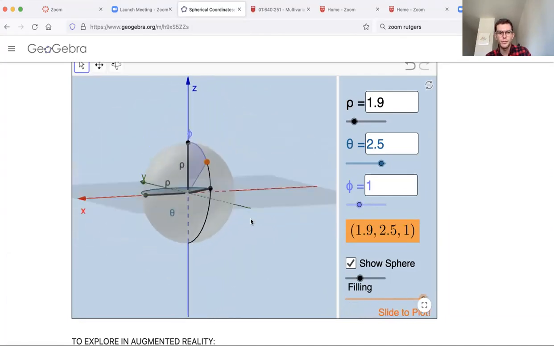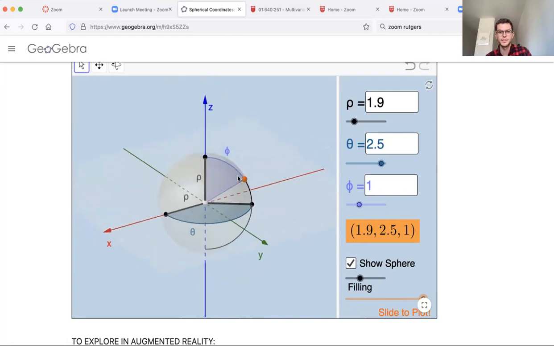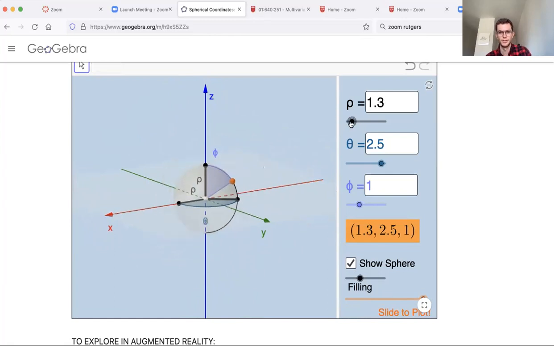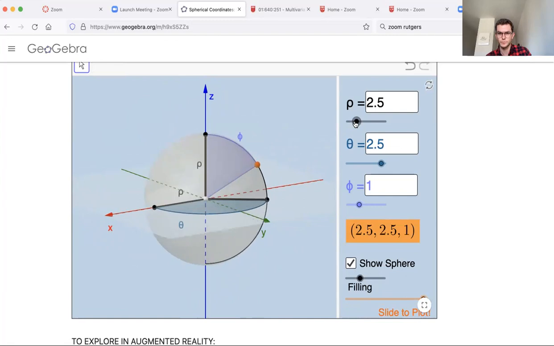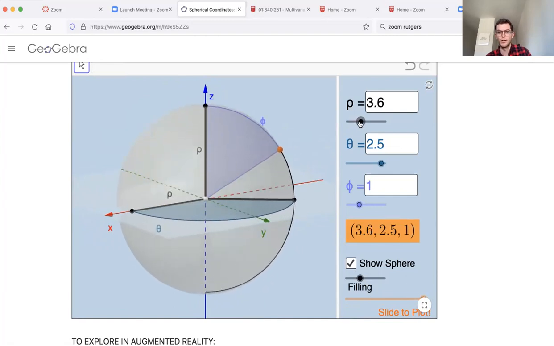Okay, so let me show you a particular point. Right now, this point per se does not matter too much. The only thing that matters is that its distance at this moment is 1.9. So that's the value of rho. If I increase rho, what I'm changing is the distance this point has with respect to the origin. Is that making sense?